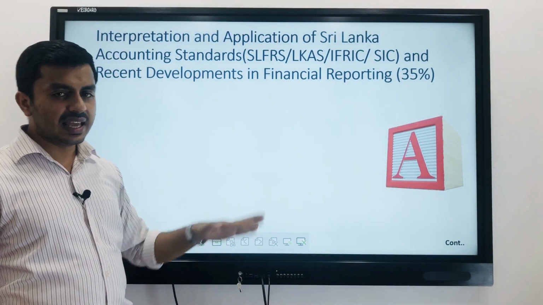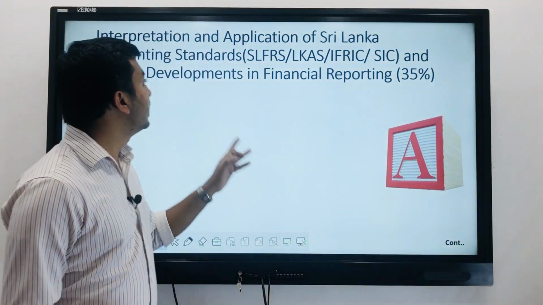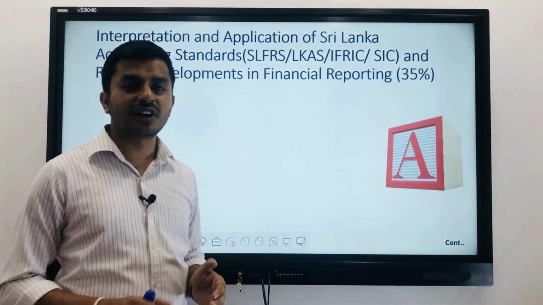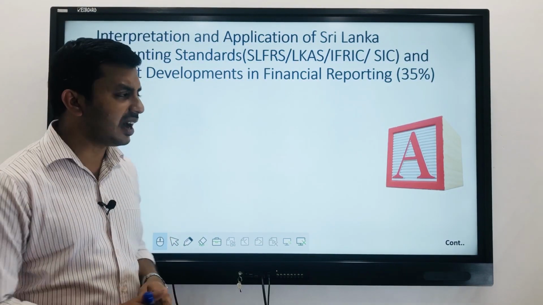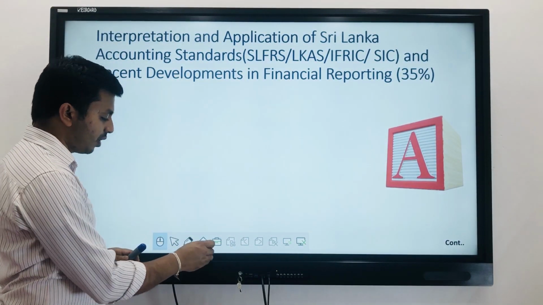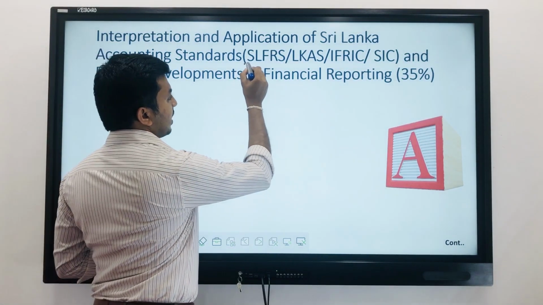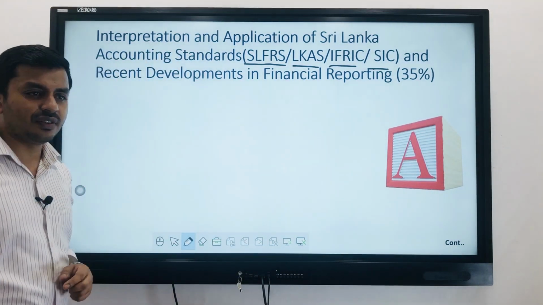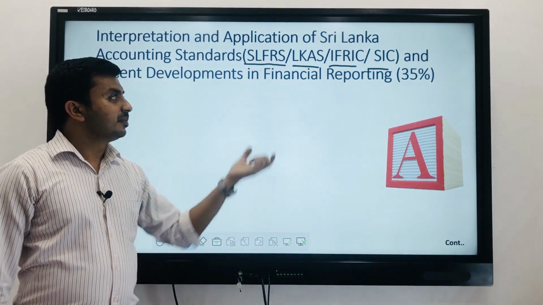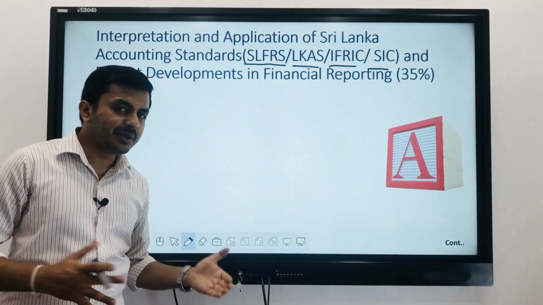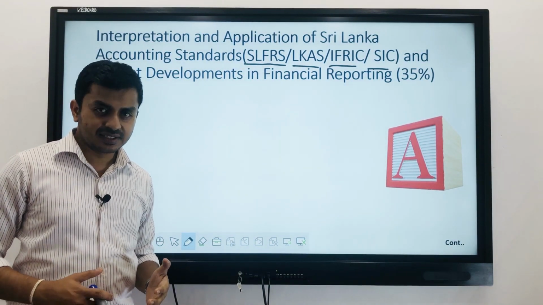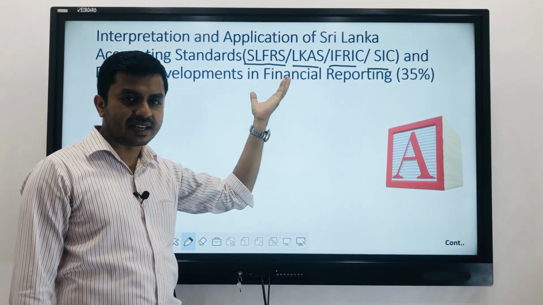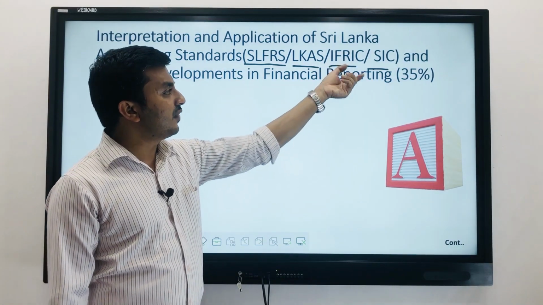If you look at section A, as I explained earlier, the syllabus is given for the interpretation and application of Sri Lanka accounting standards, right? Under these Sri Lanka accounting standards, there are SLFRSs, LKASs, IFRICs and SICs, right? A combination of those standards and interpretations will be covered during our sessions, right? So basically we are covering SLFRS and LKASs, which are known as Sri Lanka accounting standards, and IFRICs and the SICs.